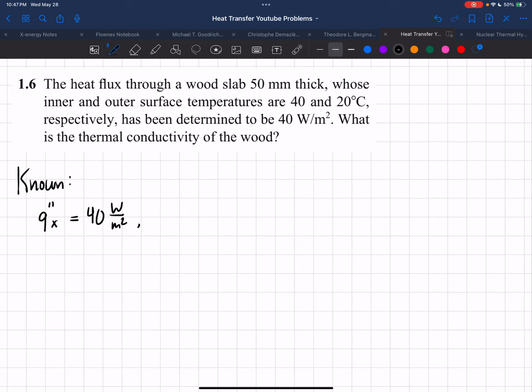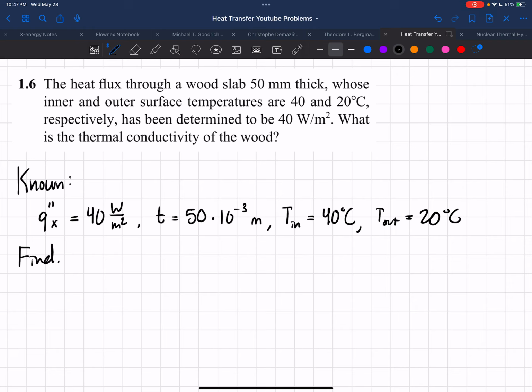We know that the thickness, we'll call that T, equals 50 millimeters. I'm going to go ahead and change that to 50 times 10 to the minus 3 meters to put that in SI units. We have T inner at 40 degrees Celsius and T outer at 20 degrees Celsius. And we need to find k, which is going to be the thermal conductivity of the wood.